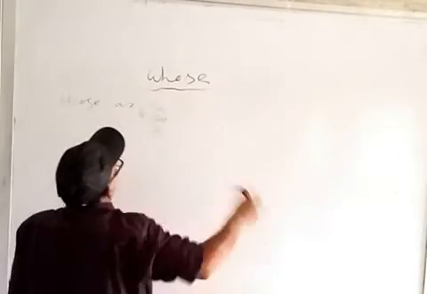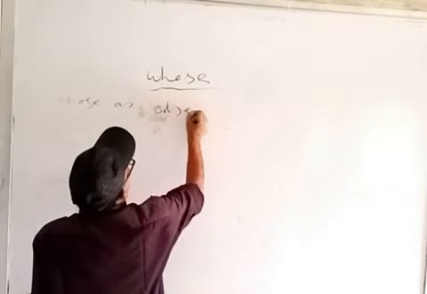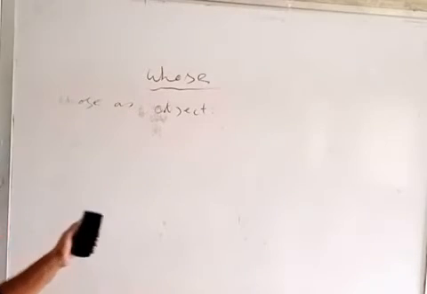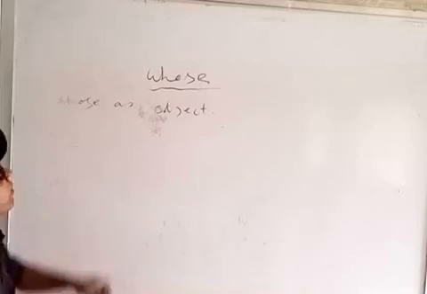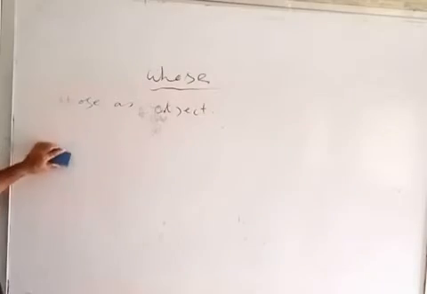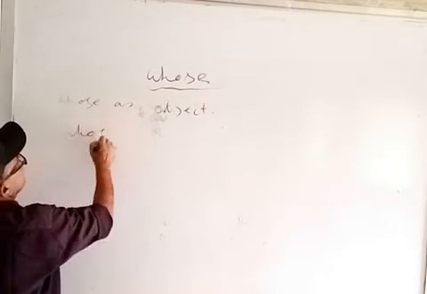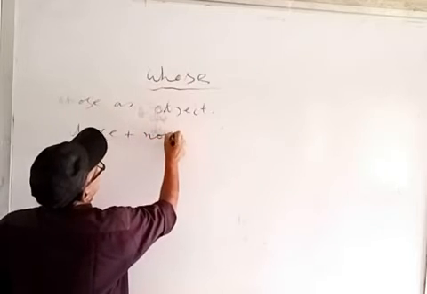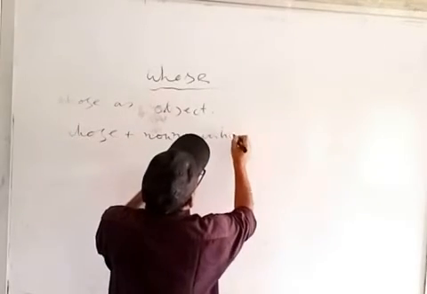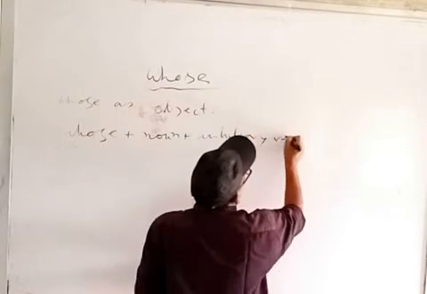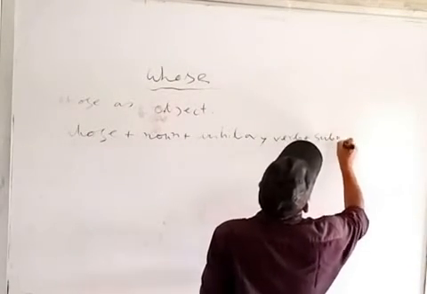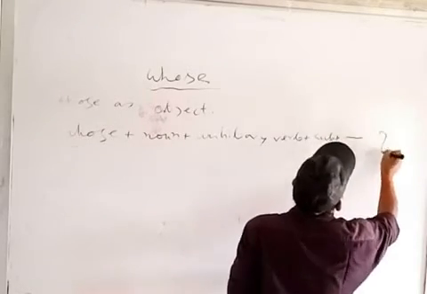Whose as object. If we find the possessive case from the object, then in lieu of the object we have to use whose, and then the structure is whose plus noun plus auxiliary verb plus subject plus rest of the sentence and note of interrogation.